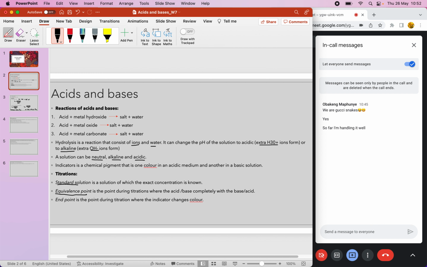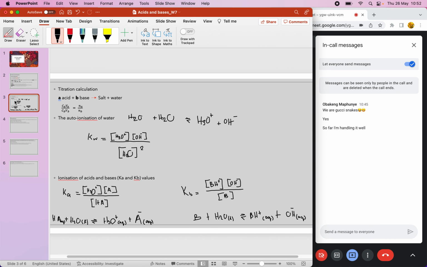So an equivalence point is the point during titration where the acid or a base has reacted completely with the base or with the acid. And there's an end point. This is the point during titration where the indicator changes color. So this is some of the summary of acids and bases.